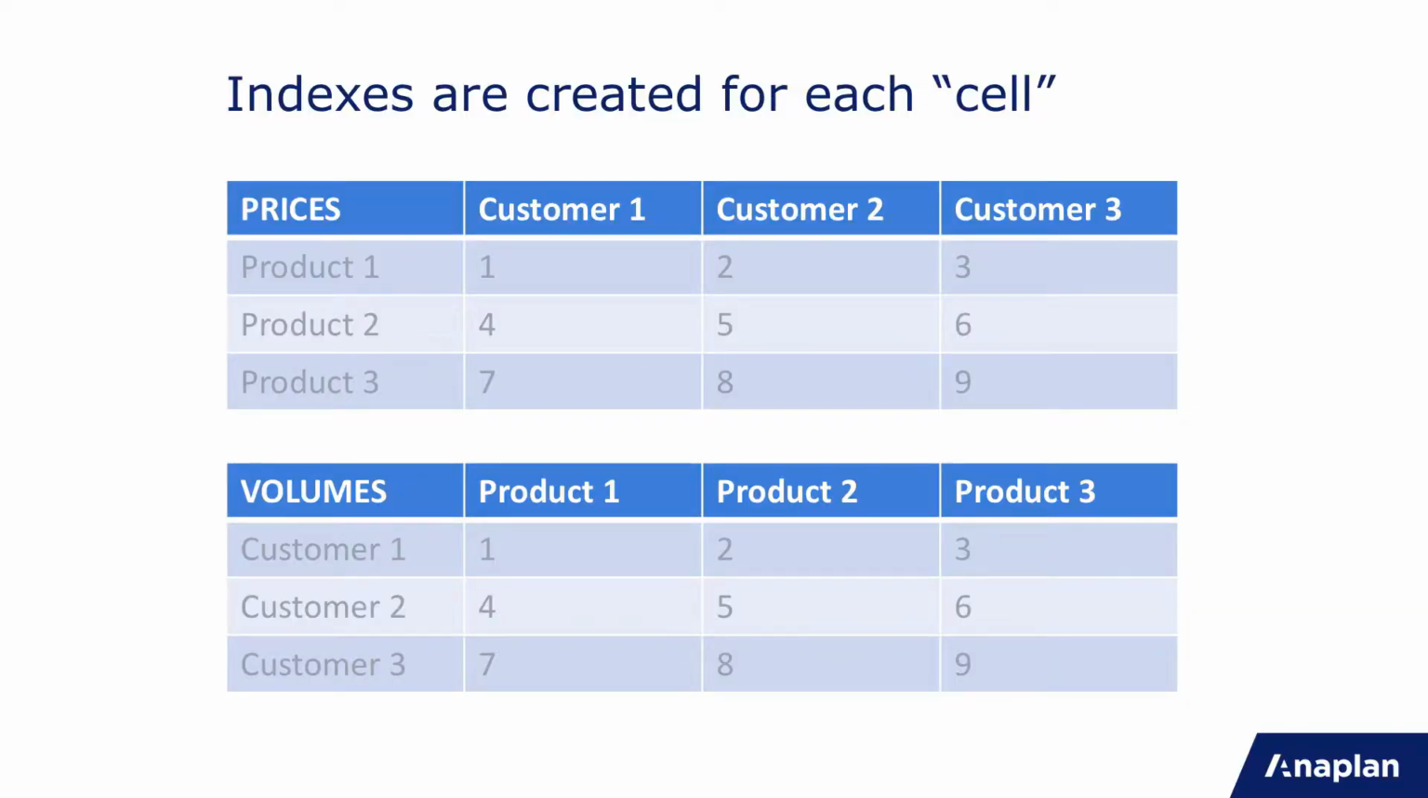So what actually happens in the background, when it does the calculation, is it lays all these things out in a big long line to do the calculations. That's how computer power works. And it assigns an index. It doesn't actually look at the customer name or the product name.